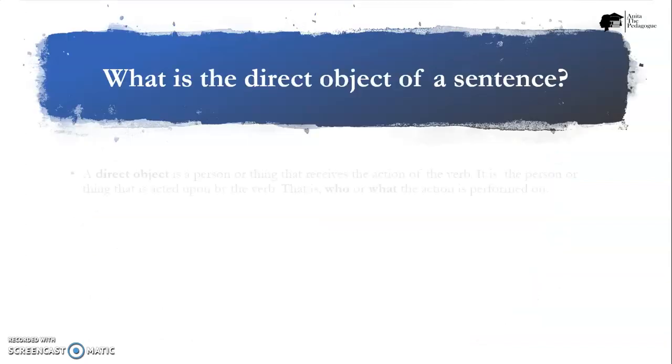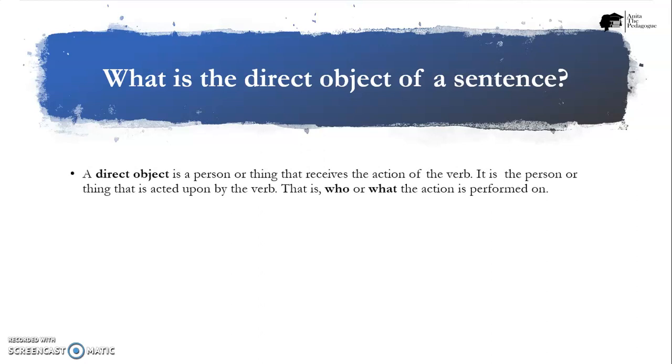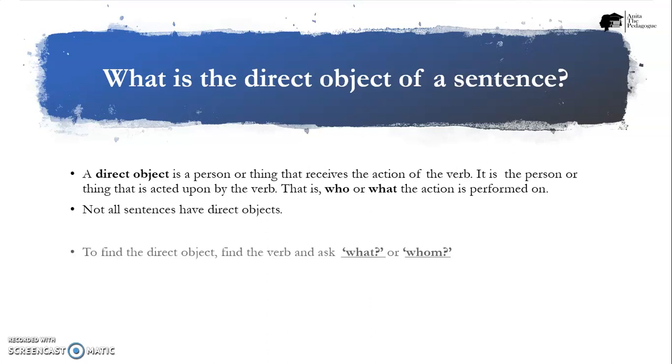What is the direct object of a sentence? A direct object is a person or thing that receives the action of the verb. It is the person or thing that is acted upon by the verb. That is, who or what the action is performed on. Not all sentences have direct objects though. Now to find the direct object, first find the verb and ask what or whom.